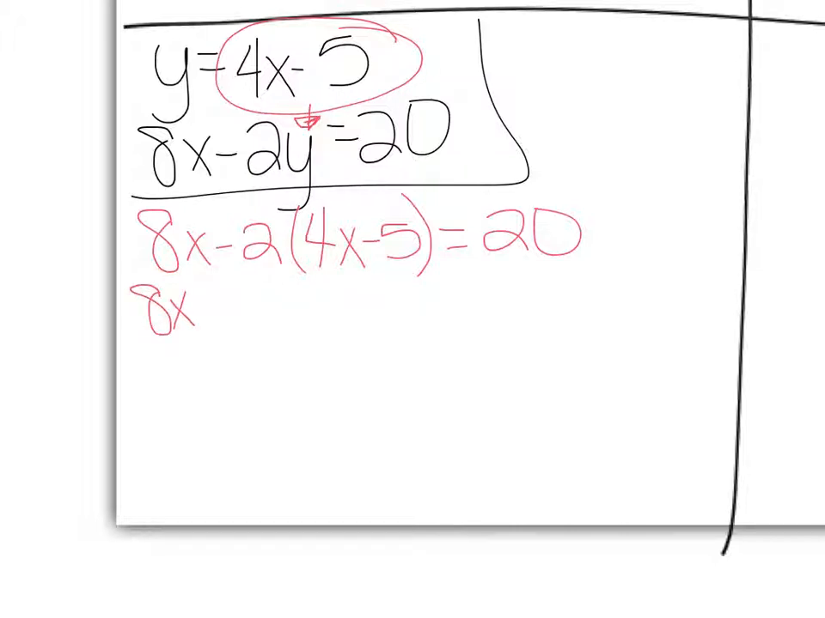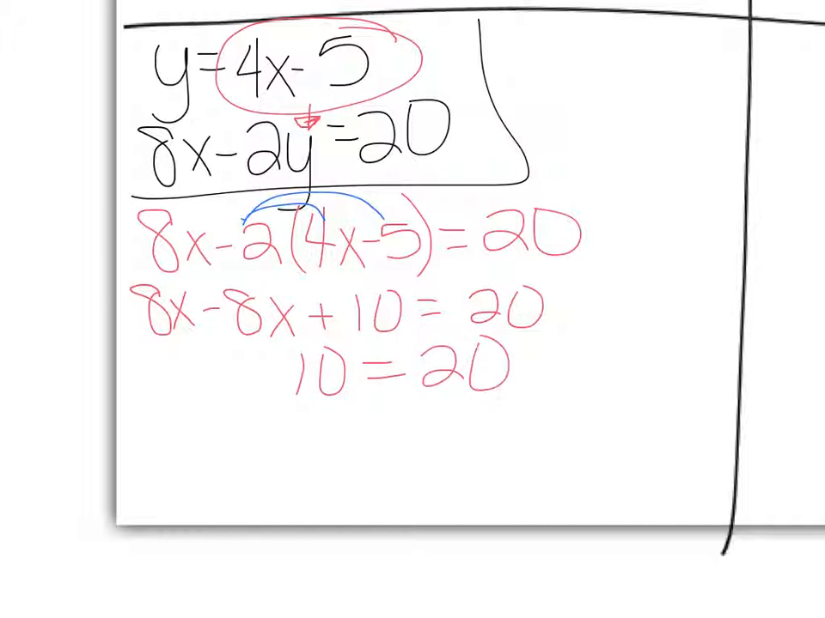Now, the hard thing about distributive property is if I have to distribute a negative, I am distributing a negative 2. So I have to take that negative 2 and distribute it to the 4x, and I get a minus 8x. And I have to distribute it to the negative 5. I get plus 10. Okay, so I have 8x minus 8x. What happens? That's 0. So I end up with 10 equals 20. What does this mean? No solution. They are parallel lines. There is no solution.